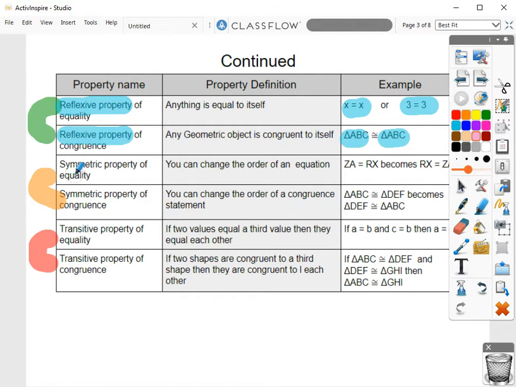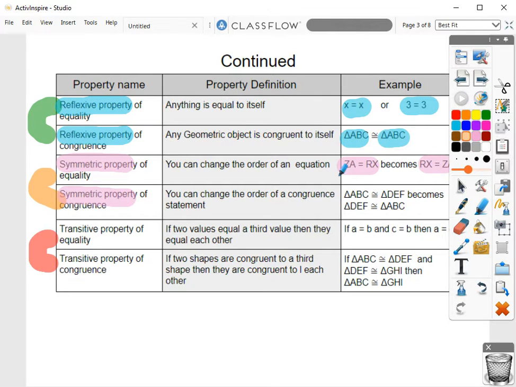What happens if we have the symmetric property? The symmetric property is talking about when numbers change sides, like ZA equals RX. Hang on, RX came first, followed by ZA. Yes. When they switch places like that, like when we did the 4 equals X, hang on, X equals 4, that's going to be the symmetric property. That's whether the shapes are congruent or whether the numbers are equal to each other.